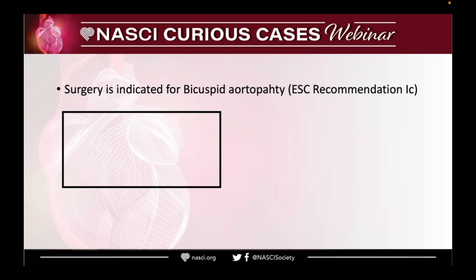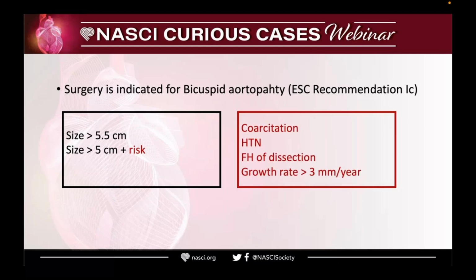Surgery is indicated for aortopathy if the size of the ascending aorta is more than 5.5 centimeters, or a lower size of 5 centimeters plus risk, either risk of coarctation, hypertension, family history of dissection, or a growth rate of more than 3 millimeters per year. A size of more than 4.5 centimeters plus is considered when there is a need for aortic valve replacement.